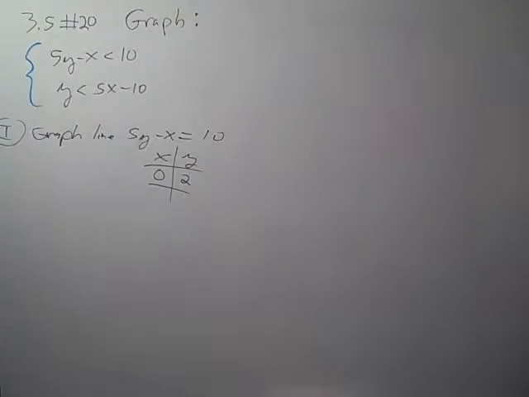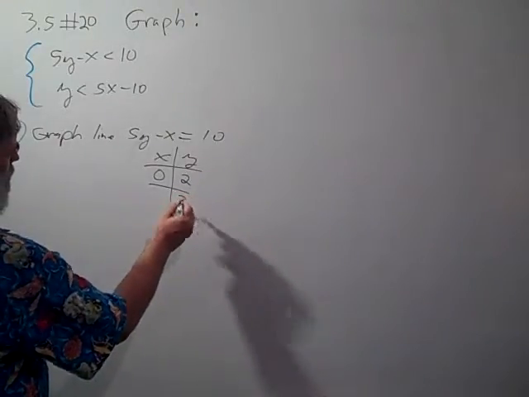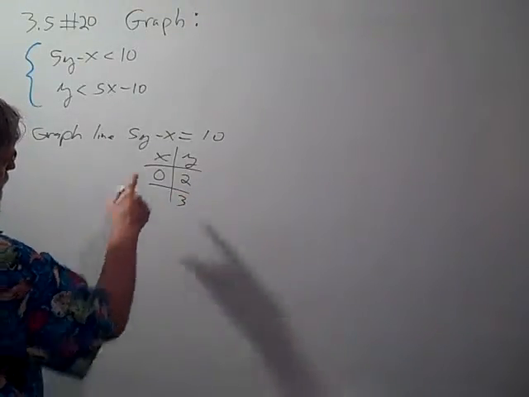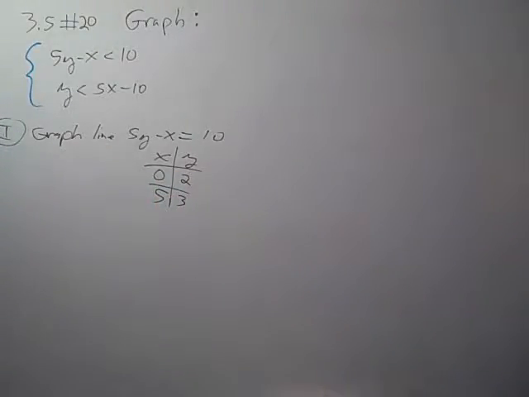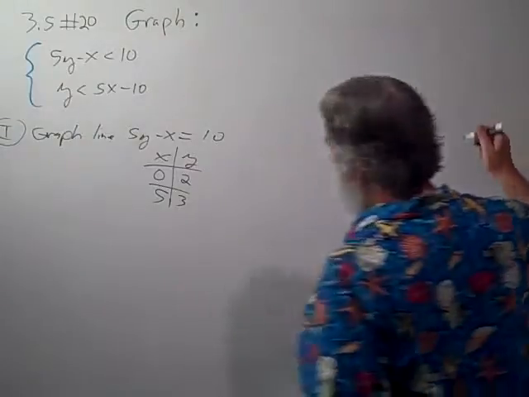And let's see, what else can we find here? If y is 3, then 5 times 3 is 15. We have to subtract 5 to make it equal 10. So those are 2 points on this line, which allow us to graph it.